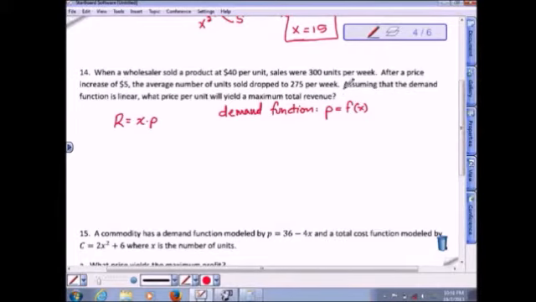And if we assume that the demand function is linear, that means it's going to be a straight line with a slope. Now the way the demand function is set up on a graph is the vertical axis here is the price, and the horizontal axis is the number of units. So the price is represented by lowercase p, and the number of units is x.